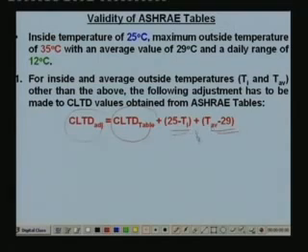So as I said, let us say that your Ti value is 25, then this adjustment will not be there. But if the average temperature is higher than 29, then you have to add that to the value that you obtain from the table. Okay, so that's how you get the adjusted CLTD values.